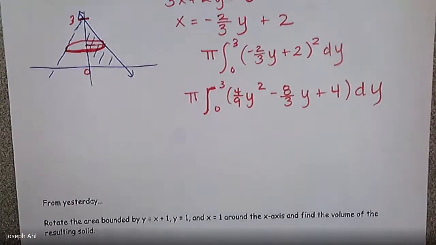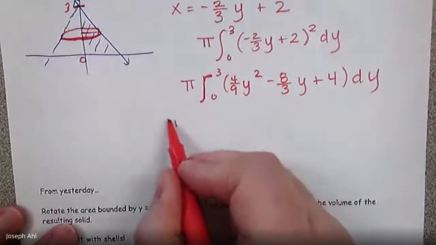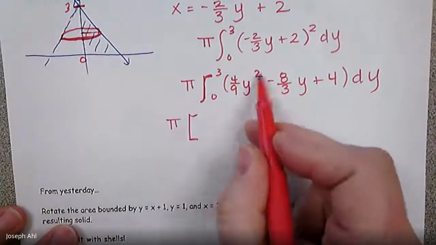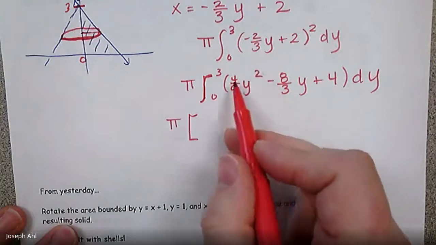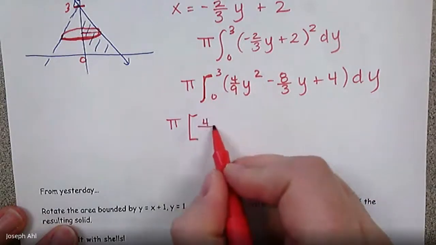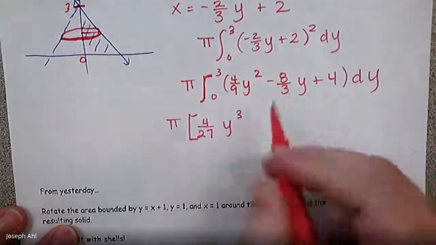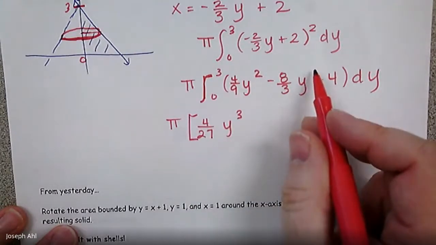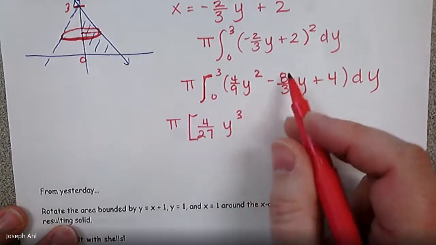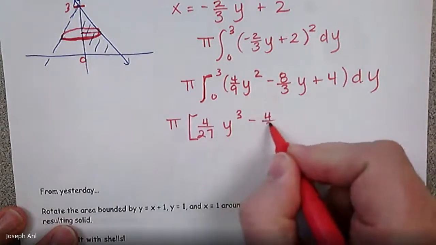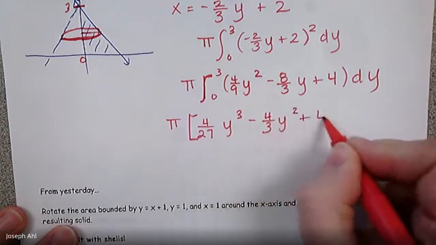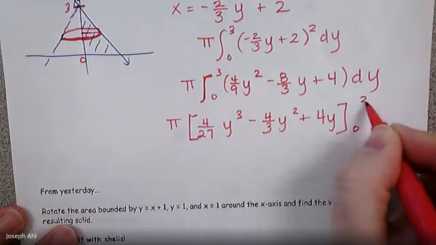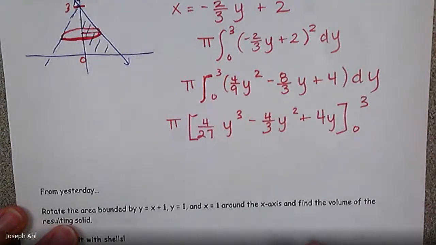Okay, now that I have that expanded, now we can find the antiderivative, which would be pi. If I up this, that's now y cubed, divide by a third out front, so that's 4/27 y cubed. Up this by 1, so that's squared, multiply by a half, so that's minus 4/3. When you simplify, y squared plus 4y. Okay, and we're integrating from 0 to 3.